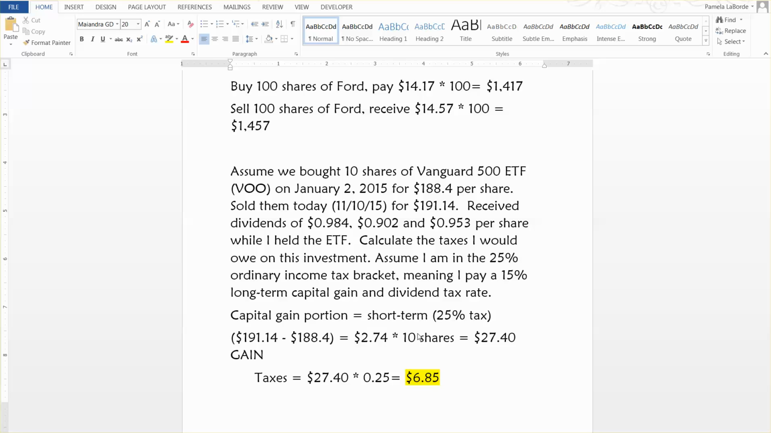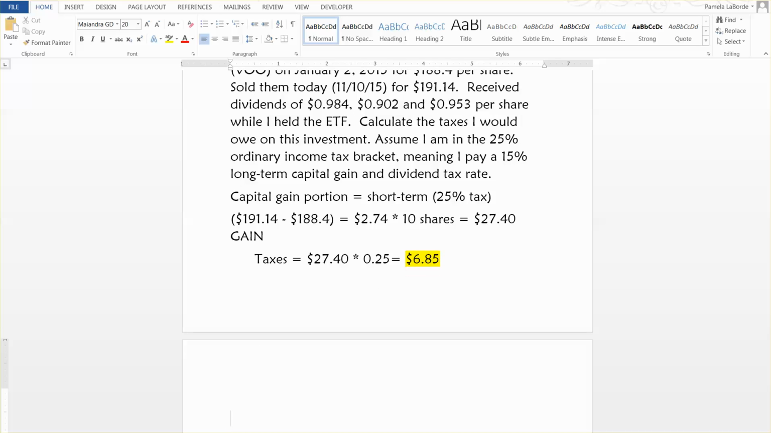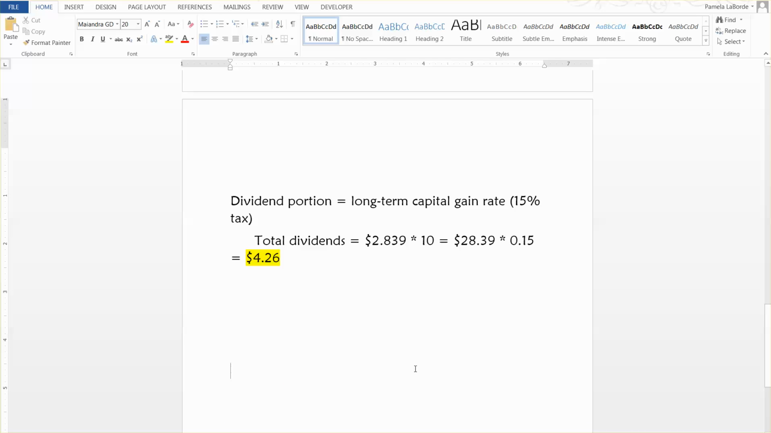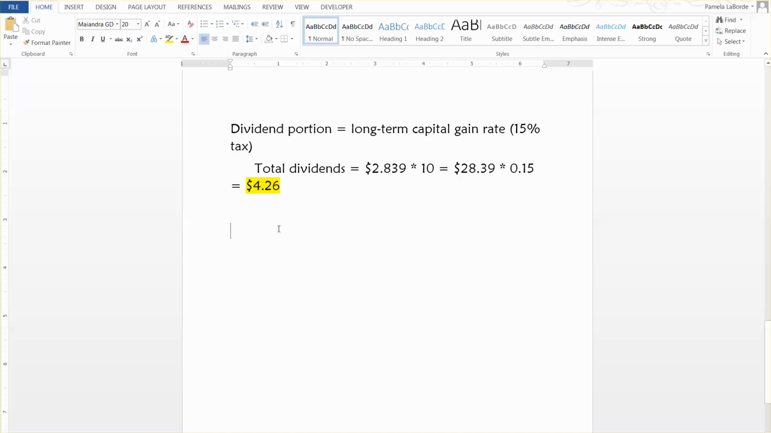All right, I only have a little bit left. Hopefully, it won't take too long.